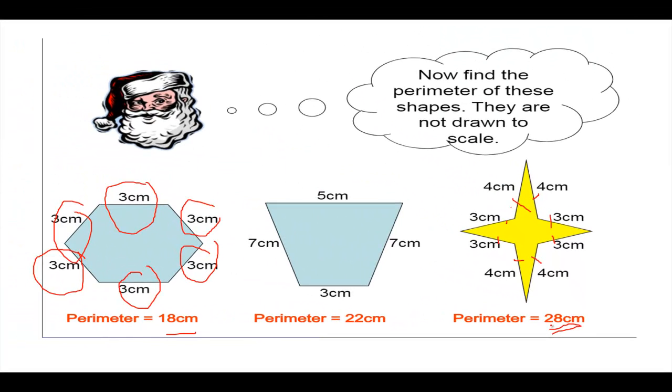So guys, please pay attention to how many sides you have in the shape. Because if you miss only one side, the whole perimeter is gonna be wrong.